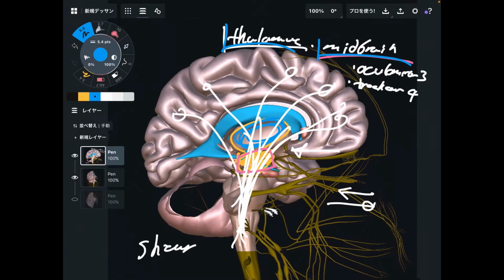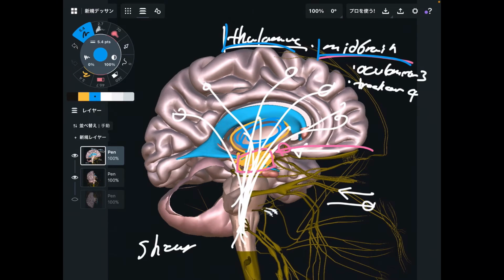From now on, it's going to be my hypothesis. This is totally a subjective opinion. Why is shearing force applied to thalamus and midbrain? Here is my idea. Here is how I think.